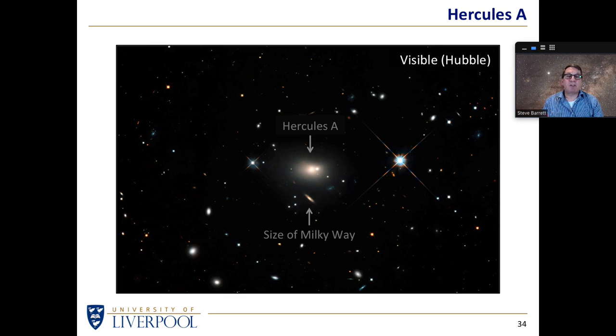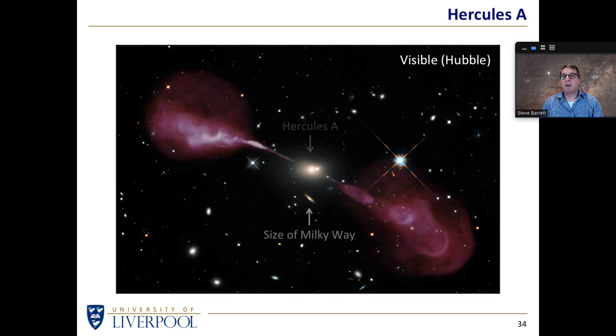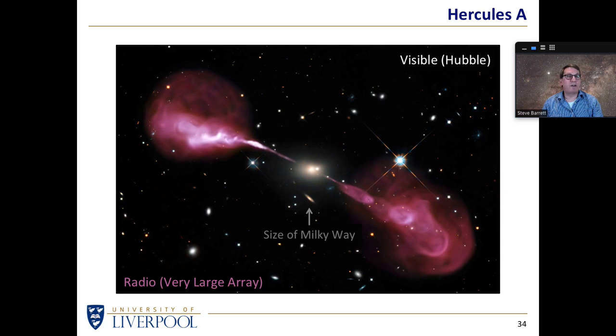But what's impressive is not what we see in the visible from this Hubble picture. What's impressive is what we see in the radio. And in this particular case, if we add in the radio taken from the Very Large Array, and recently LOFAR has produced some high-resolution images which look very similar to this.